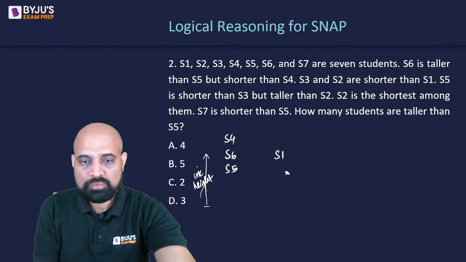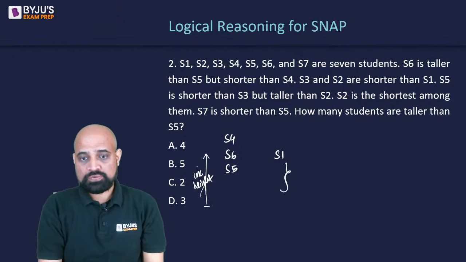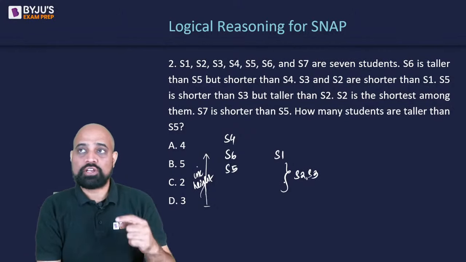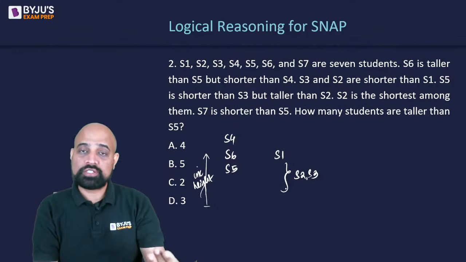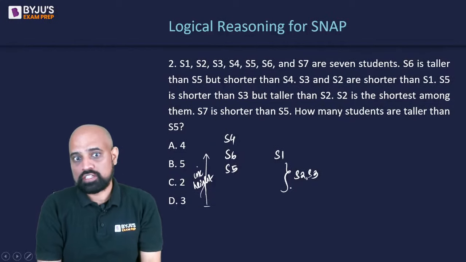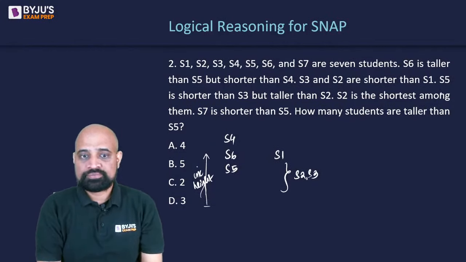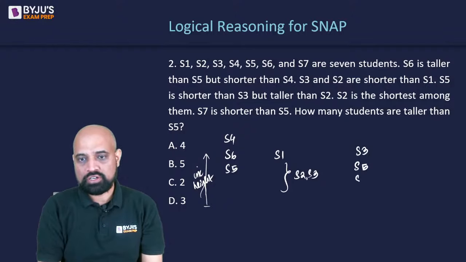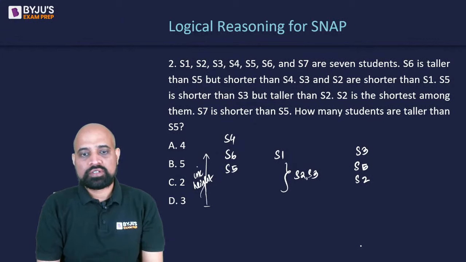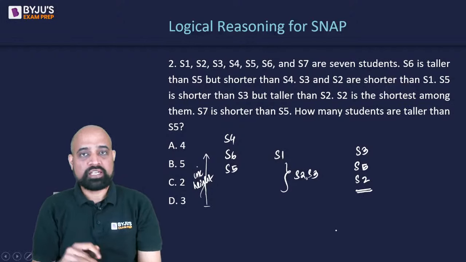So we write it like this. S1 beneath it, we will write down S2 and S3 like this, so that we will not specify right away whether S2 is taller than S3 or shorter, or whether they are of equal height, right? S5 is shorter than S3 but taller than S2. Okay. S2 is the shortest among them. So this is the bottommost place where S2 will go.